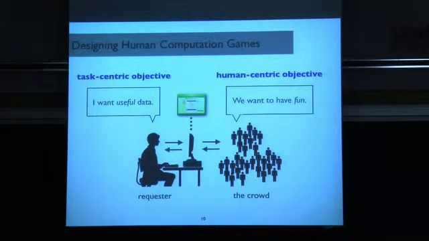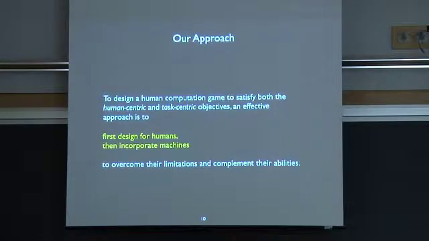So this talk is about how we actually design a system that can satisfy both objectives, because if you don't, then essentially such a human computation system wouldn't work. In particular, I would describe our approach, which is to first design for the humans, what I mean is the workers, and then incorporate some kind of machine intelligence to overcome the limitations of the human workers and to complement their abilities.